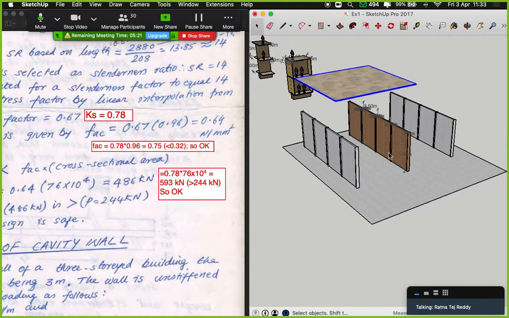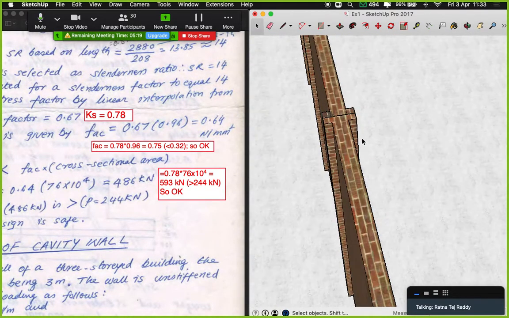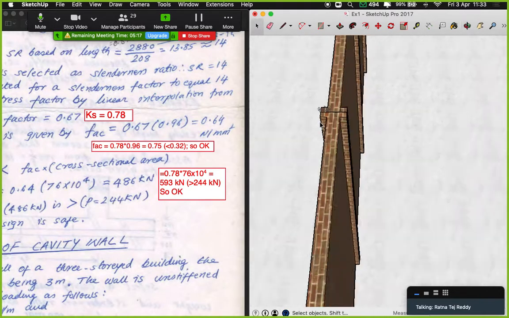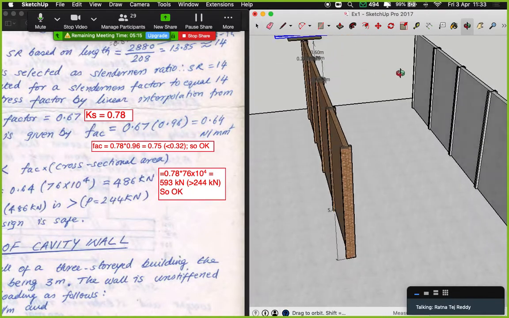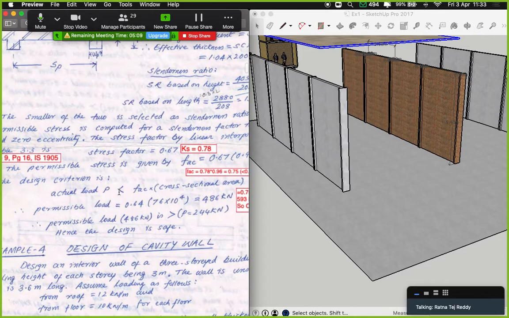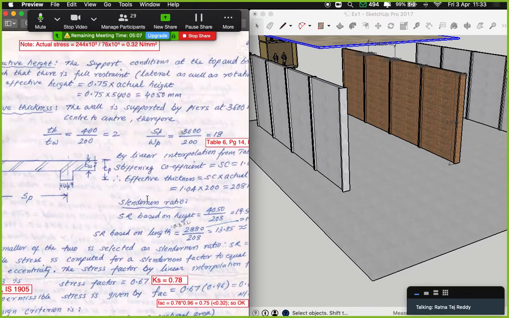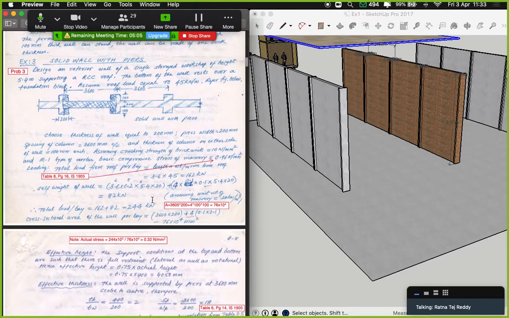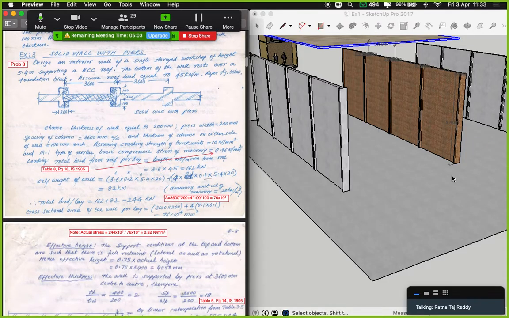So the wall that has been adopted with that particular thickness and that particular pier to pier span is acceptable, and yes, the design is also safe. So this will conclude today's example of design of solid walls supported with piers.